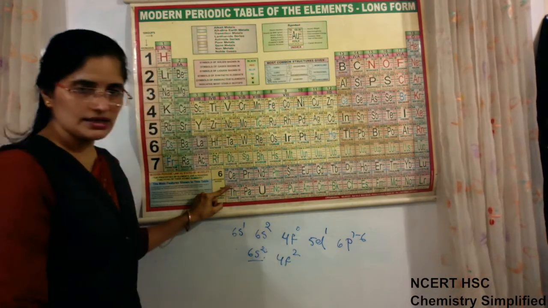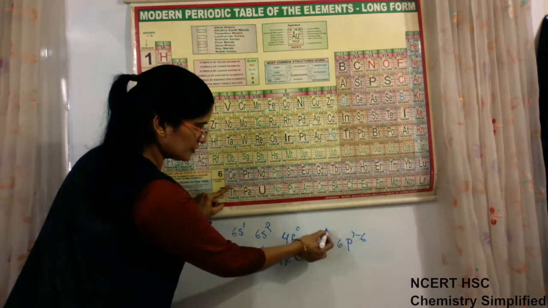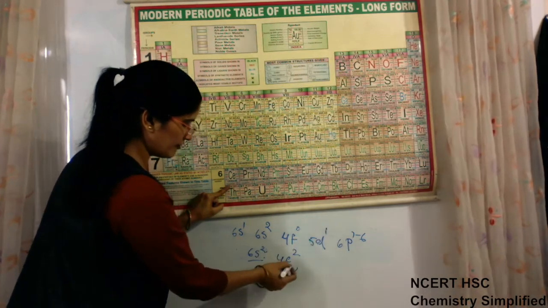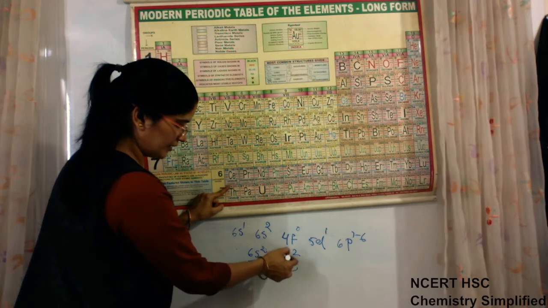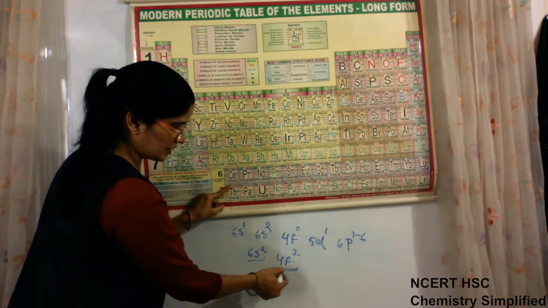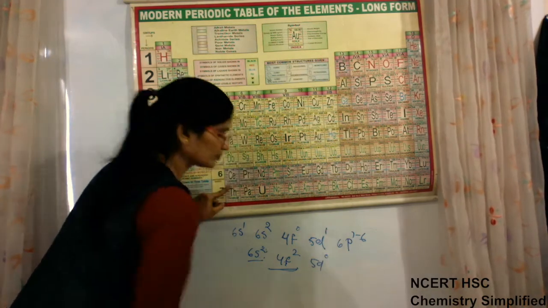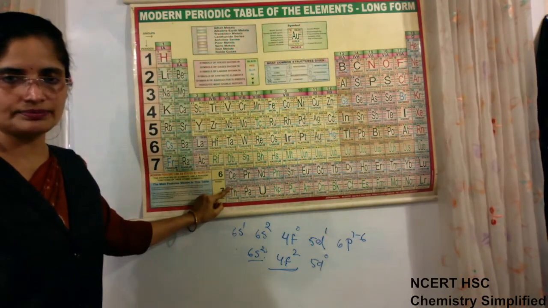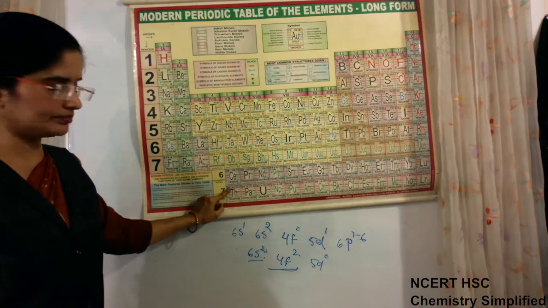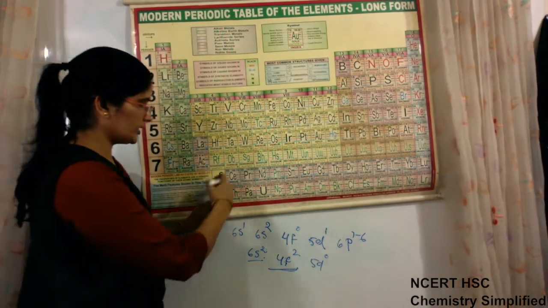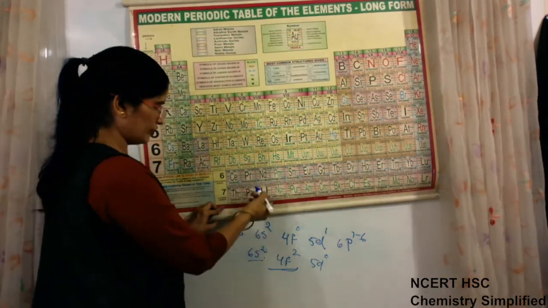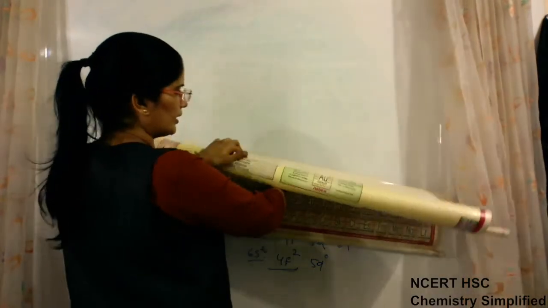4f2. Means the electron which had gone in 5d1 will shift back to f. So one electron will go in f, and one from here will come, and it will become 4f2, 5d0, and then later on 6p will be filled. Is it clear? This is the configuration, and then it will continue 6s2, then 4f3.